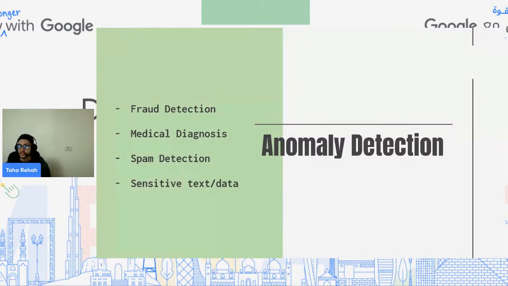Inside this classification category, we have a lot of sub-problems, and one of the most famous ones is anomaly detection, which is the fact of detecting anomalies inside the dataset.